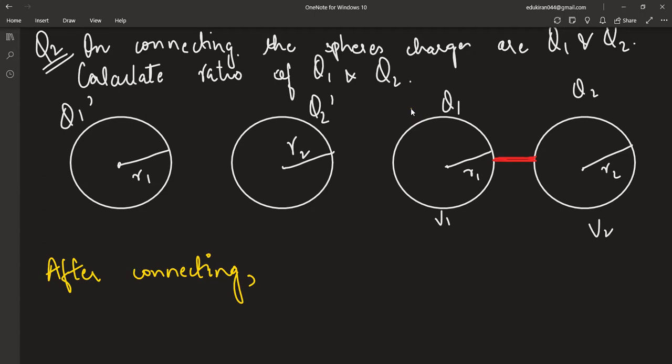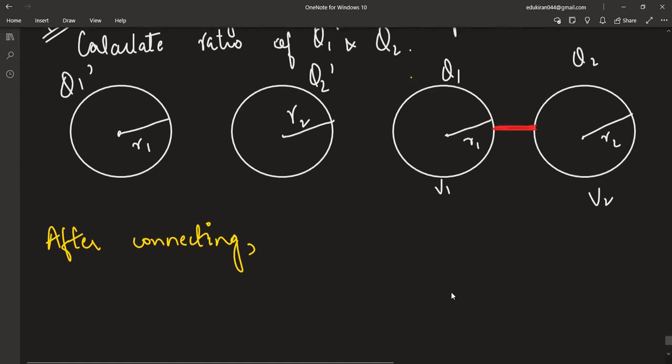See, whenever you connect two spheres or two point charges, it's the charges that travel from one body to another till the time their potential becomes the same. Suppose Q2 is higher, whichever charge was higher initially. Once you have connected them, the charges will flow till both the potentials are the same. So V1 is equal to V2.